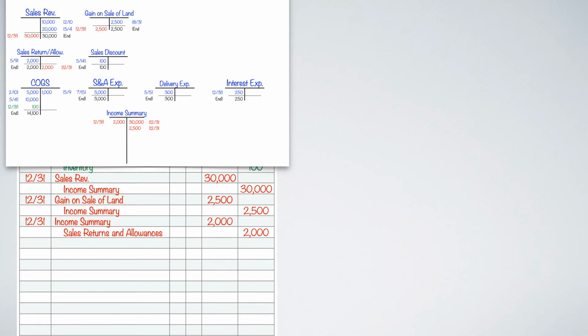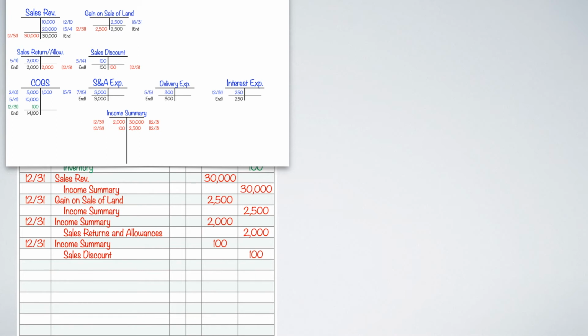Same thing for sales discount. I'm going to credit sales discount for $100 to get rid of that, to close it out. And if I credit it, then I'm going to need to debit income summary for that $100. So I'll go ahead and journalize that. So debit income summary for $100, credit sales discount for $100.